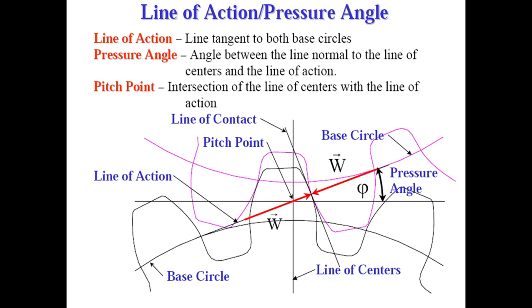When we speak about line of action, it is the line tangent to both base circles. Okay, so that is the line of action. You see here it is already depicted, line of action. Now pressure angle is the angle between the line normal to the line of centers and the line of action. Now the pitch point is the intersection of the line of centers with the line of action. So the pitch circle is this.